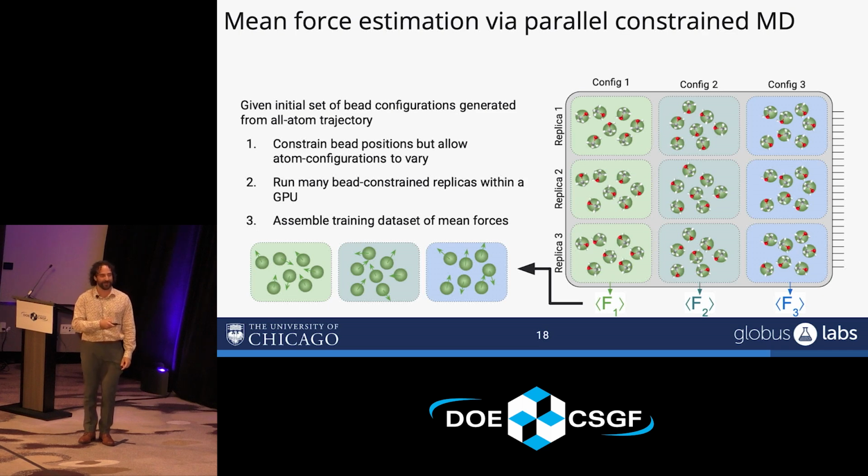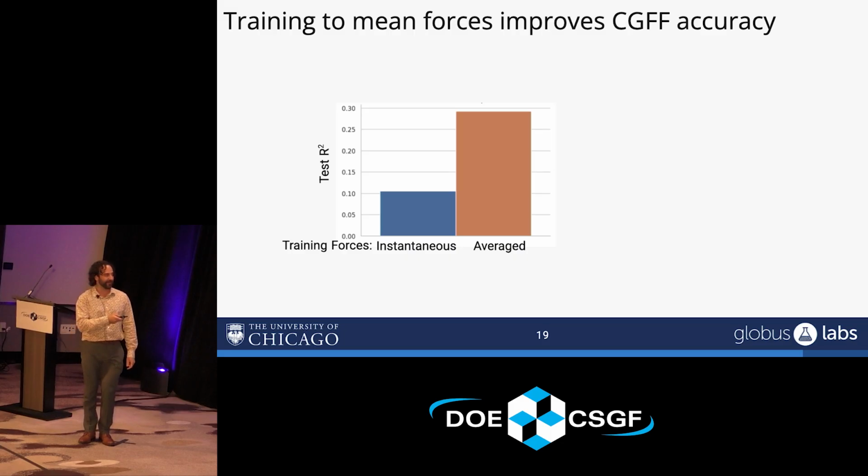So right now we have average forces that we've collected by running many replicates in parallel. And we can train a machine learning model to that. Does it do better? Right, so here we're training to the instantaneous forces, just one trajectory that we've coarsened. And here is our average of many parallel replicates. And we've increased the R-squared on held out average forces, that's important, from around 0.1 to 0.3.